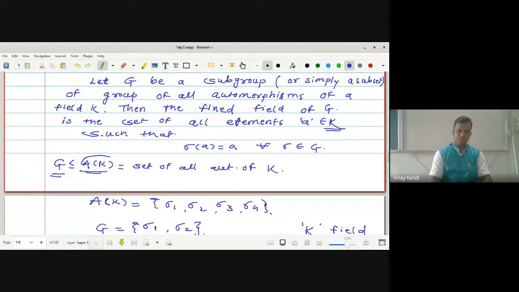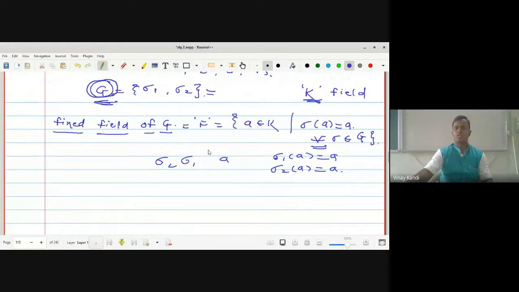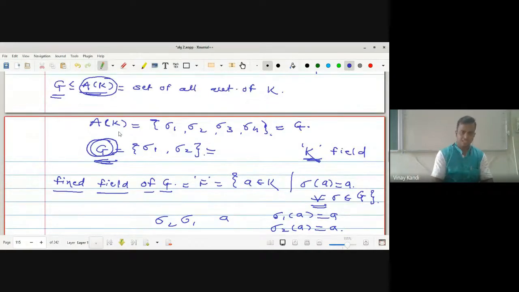A of K is the set of all automorphisms and G is a subgroup of that A of K. G could be a subset of it, or G could be itself, since every group is a subgroup of itself. I don't know what G is. If suppose G is sigma 1 and sigma 2, then the fixed field of G is equal to the collection of all the elements from the set K. Which K? The K in this field. From it we pull out those elements that are fixed. Have you read about fixed points?